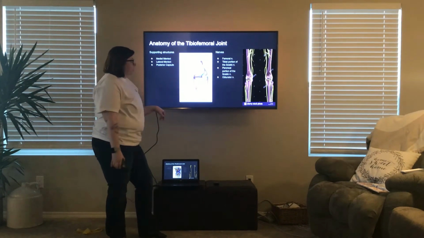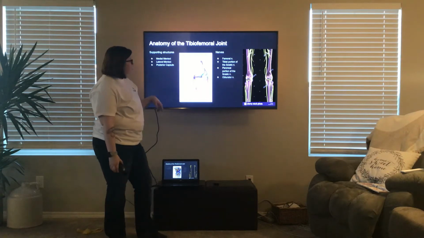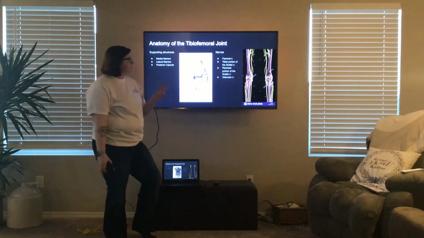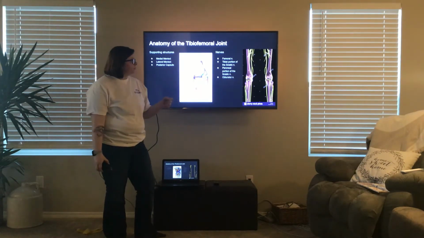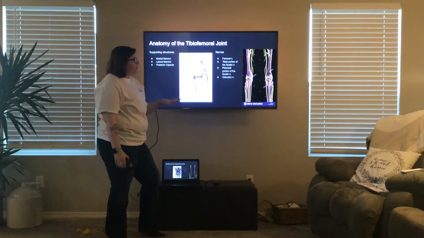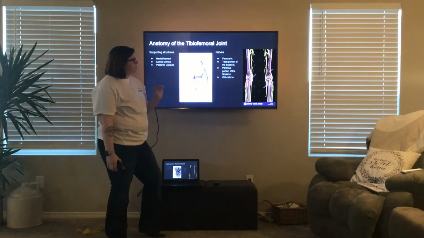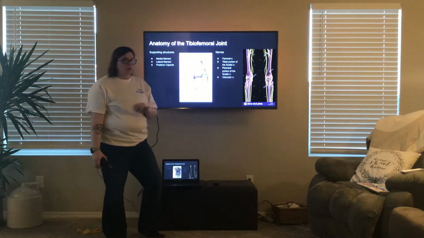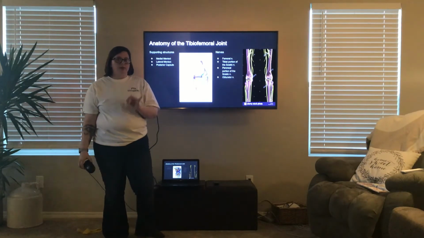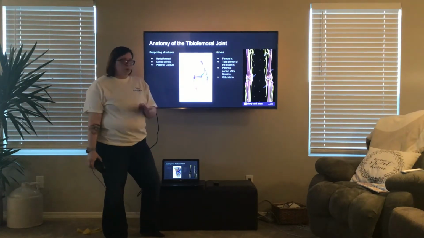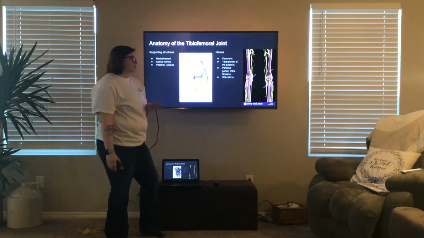Then we have our supporting structures. Our medial menisci, our lateral menisci, as well as our posterior capsule. And then we have our nerve innervations. So the knee is innervated by the femoral nerve, the tibial portion of the sciatic nerve, the peroneal portion of the sciatic nerve, as well as the obturator nerve.